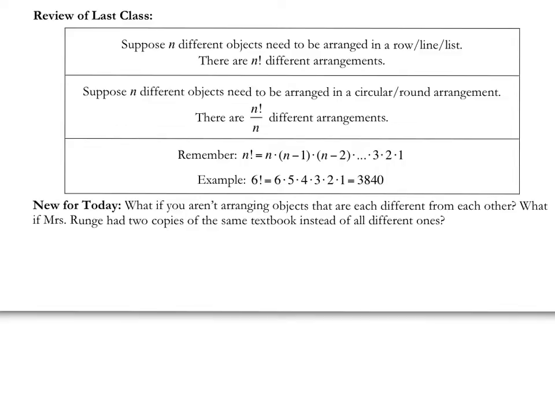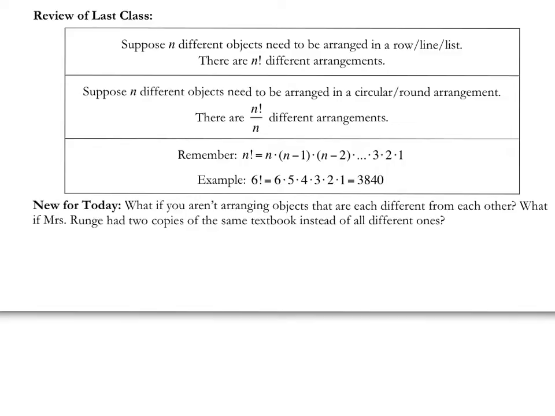over n different arrangements. And if you forget what a factorial is, it's basically you take the number and then multiply by the number before that, the number before that, until you get down to 1, and you multiply all those numbers together, and that's whatever the factorial is.